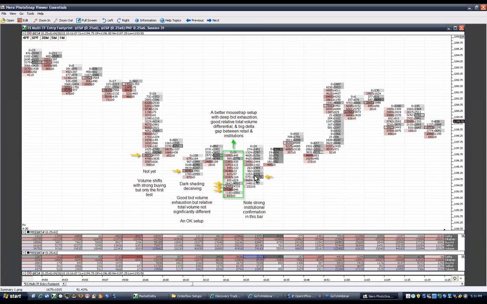So that's how you know. Why do you think everybody traded that exact price? I'll tell you why. It's because those are the stops. And also notice, just as an aside, look at the strong institutional confirmation of this bar.